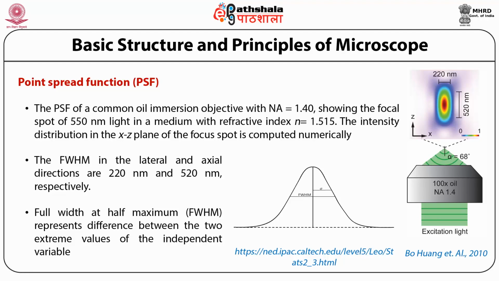This particular data in this picture is showing a wavelength of 550 nanometers with a high refractive index objective lens of 1.55. Here the full width half maximum, that is the Rayleigh limit that we were discussing about, FWHM represents the difference between two extreme values of independent variables.